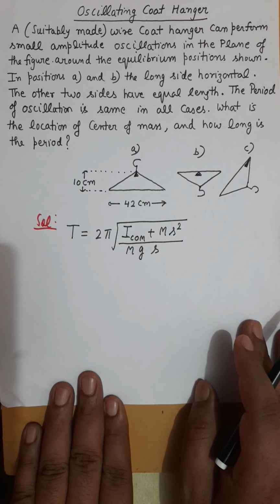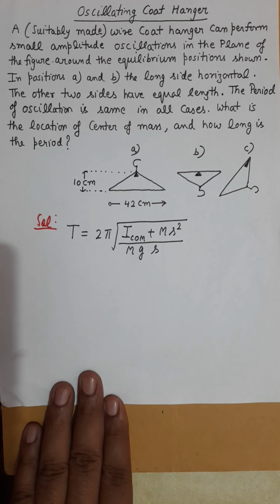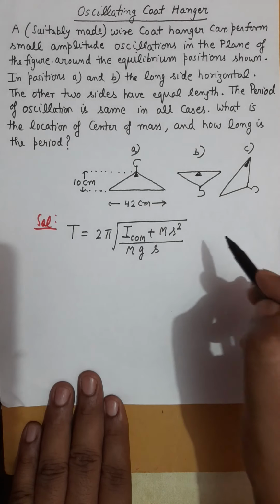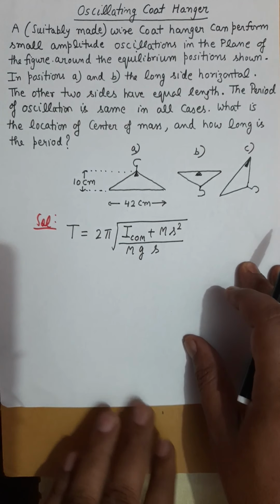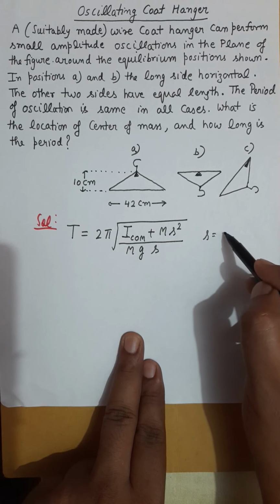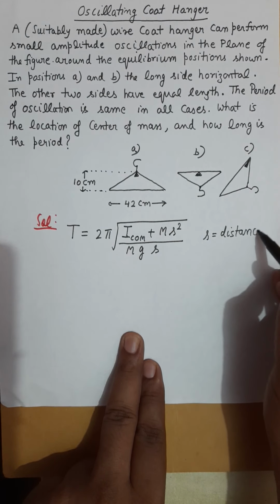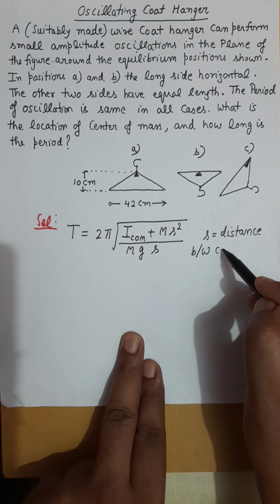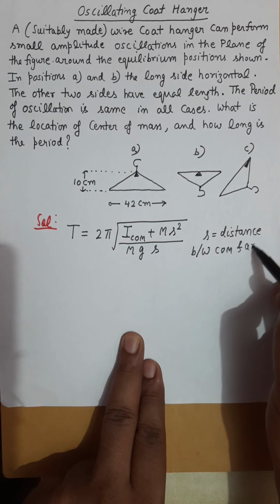where I center of mass is the moment of inertia through an axis perpendicular to the plane of oscillation and passing through the center of mass of the object. Capital M is the total mass of the object, g is acceleration due to gravity at that place, and small s is the separation between the axis of oscillation and the center of mass. So this small s is the distance between the center of mass, COM, and the axis of oscillation.